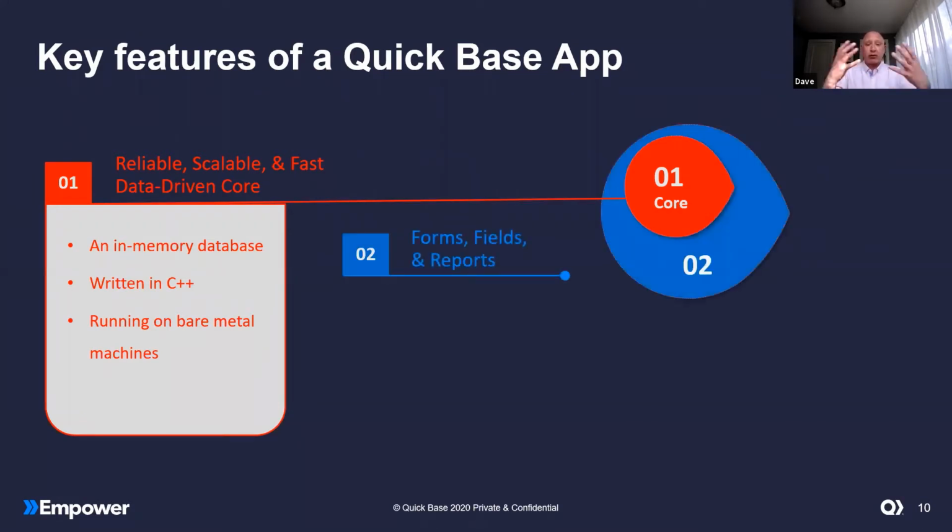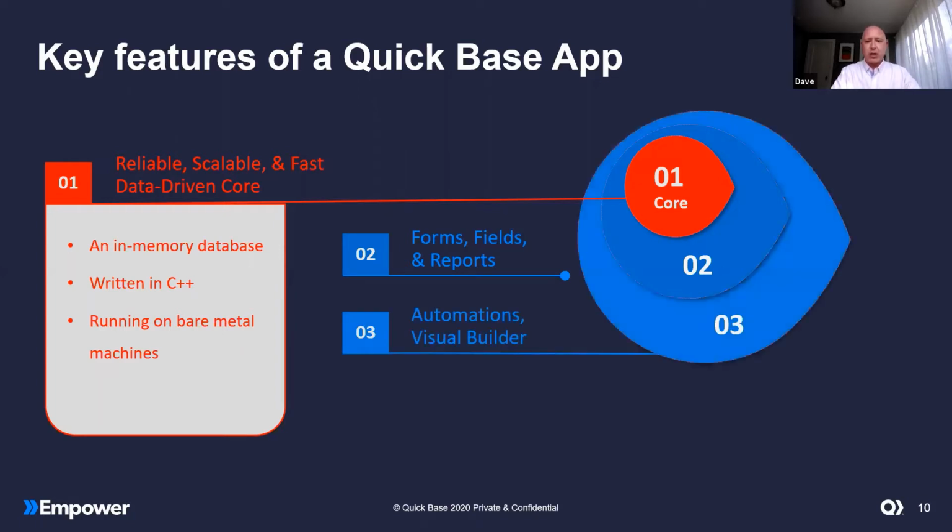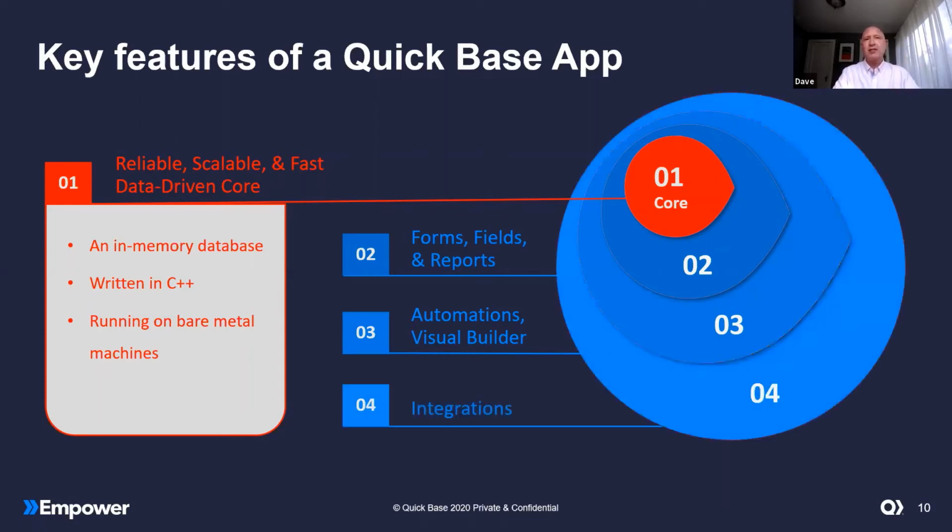On top of that, we layer in forms, fields, reports, analytics, that really bring your applications to life. And then we even layer on top of that automations, visual builders, a lot of other extra utilities that we continue to layer on top of this core engine of QuickBase. And then finally, we've introduced a number of ways to do integrations with QuickBase, specifically pipelines, which is something really big this year that we're super proud of. So all these elements work together to deliver a really robust, really fast platform for our customers to use to build their applications.